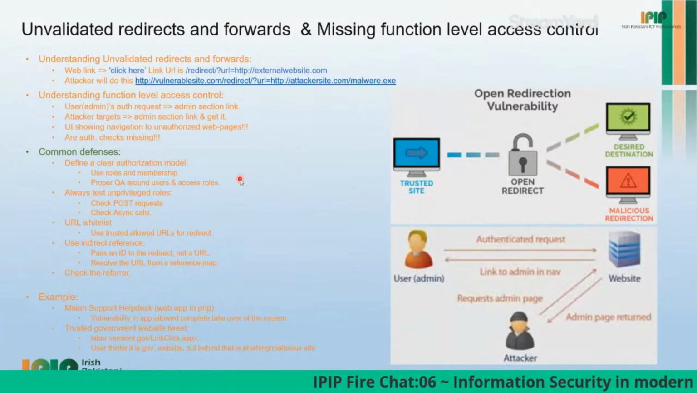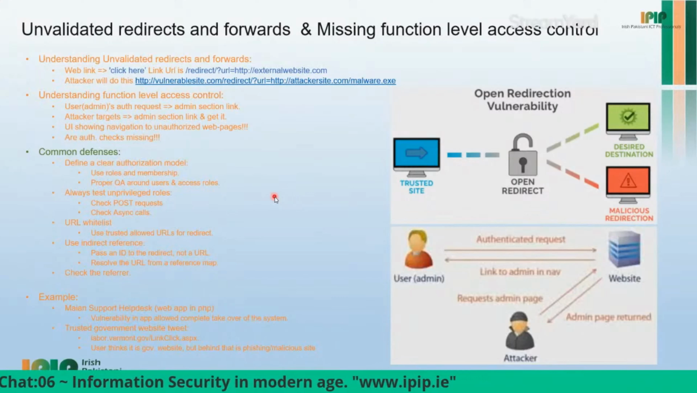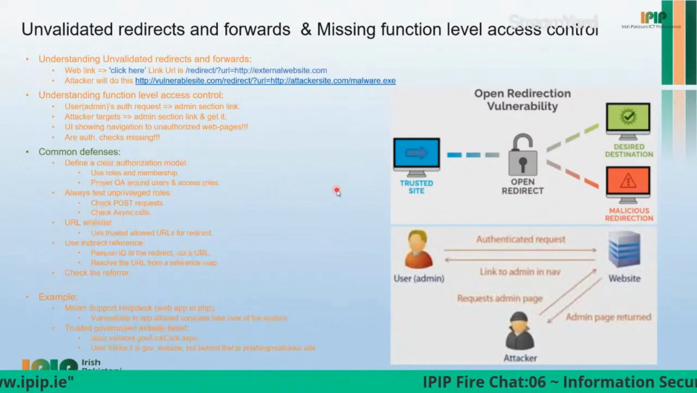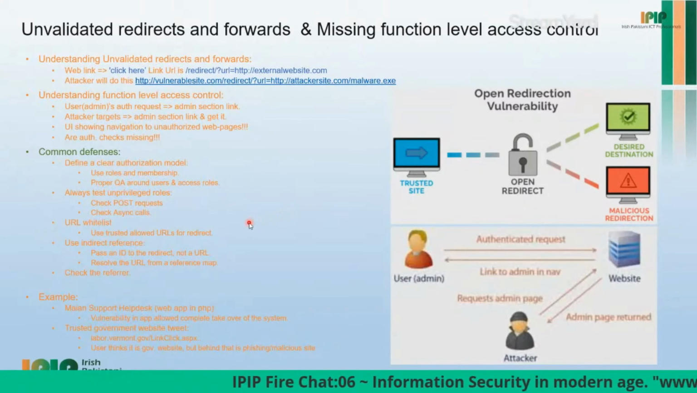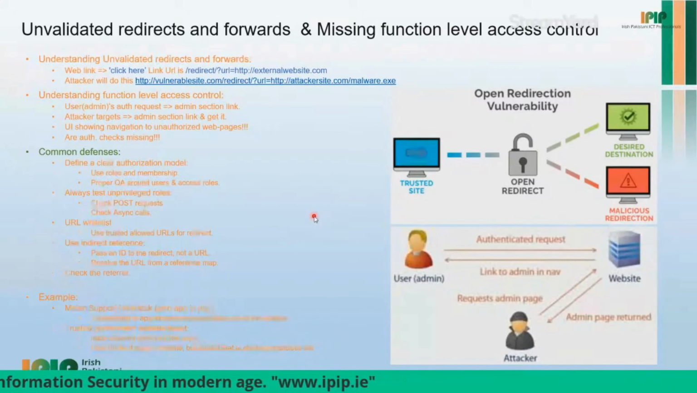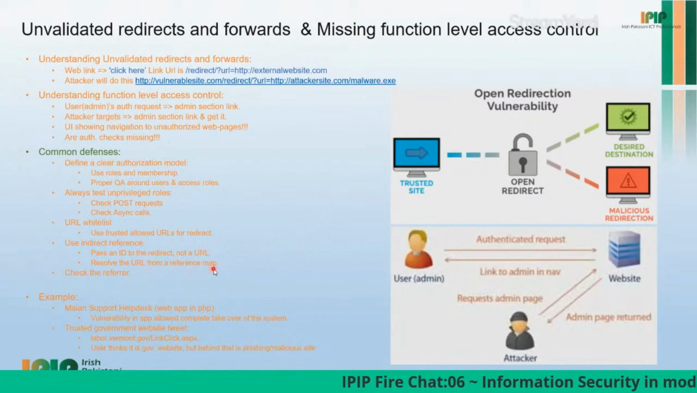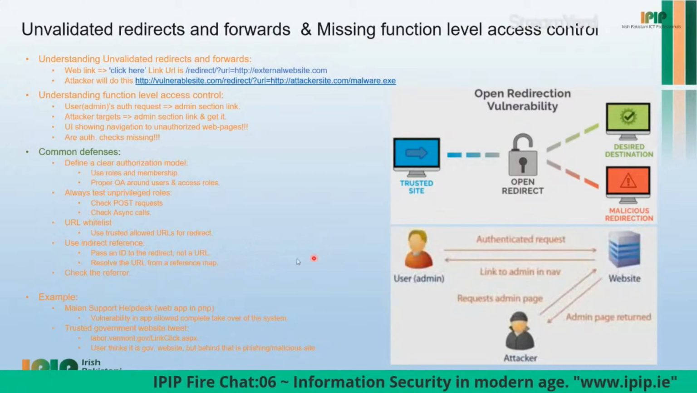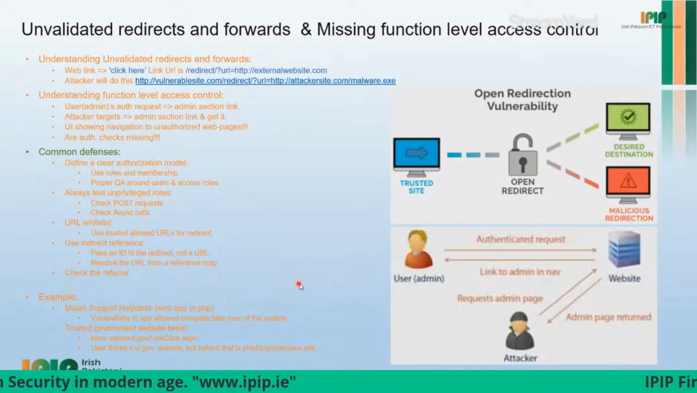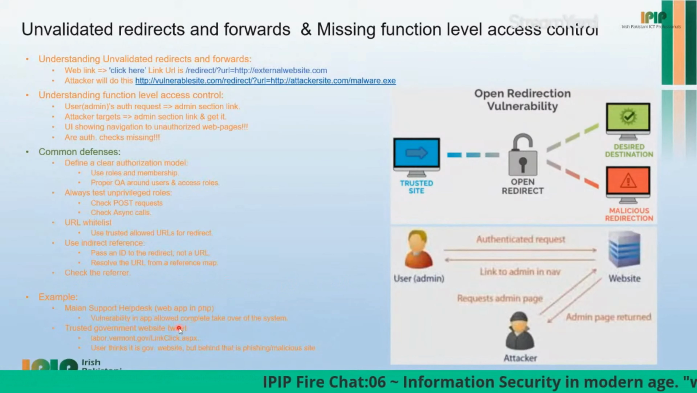Common defenses are to use a clear authorization model, use roles and membership, do proper QA around users and access roles, always test unprivileged roles, and check your post, put, and async calls. Whitelist your URLs and use trusted allowed URLs for redirects. It's best to use an ID and then resolve the ID through a reference map when you are redirecting to another URL, and check the referer in the header when you are passing to another website or URL.